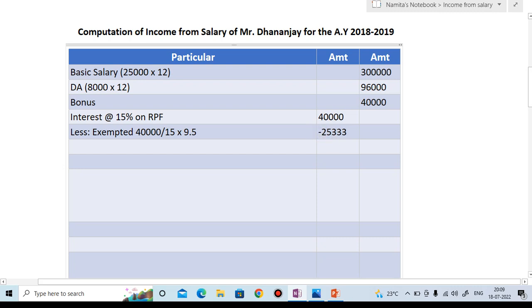So from 40,000, 25,333 is exempted and the remaining is taxable. So 40,000 minus 25,333, the answer will be 14,667. So this much is the taxable amount. Hope you have understood the calculation of interest on RPF.